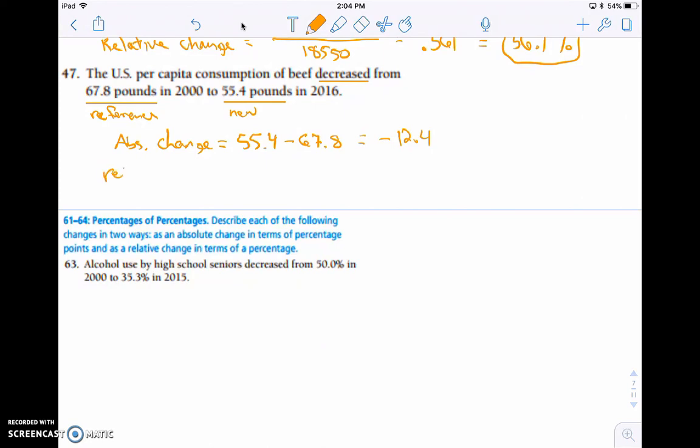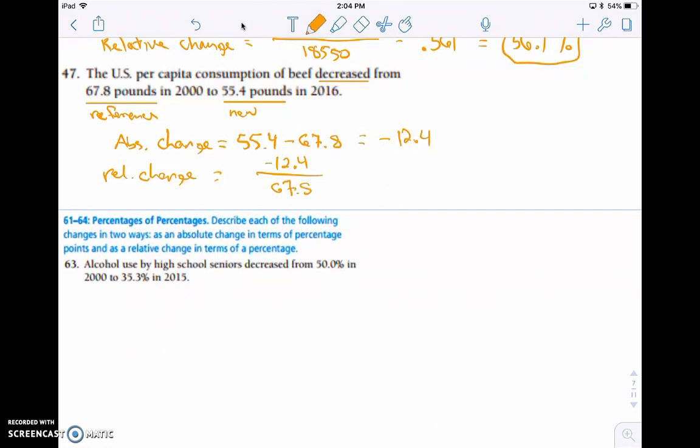And then for the relative change, again, I'm just going to write negative 12.4, but again, that's the absolute change over our reference value.